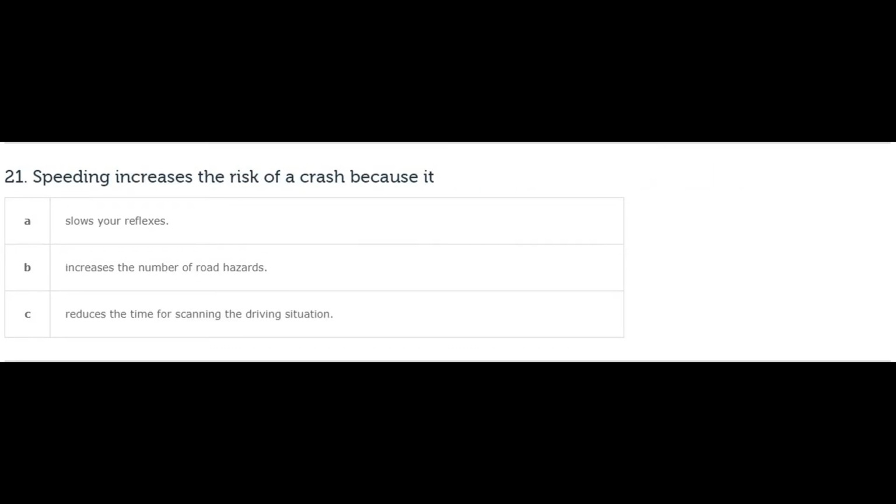Question 21. Speeding increases the risk of a crash because it A. Slows your reflexes. B. Increases the number of road hazards. C. Reduces the time for scanning the driving situation.